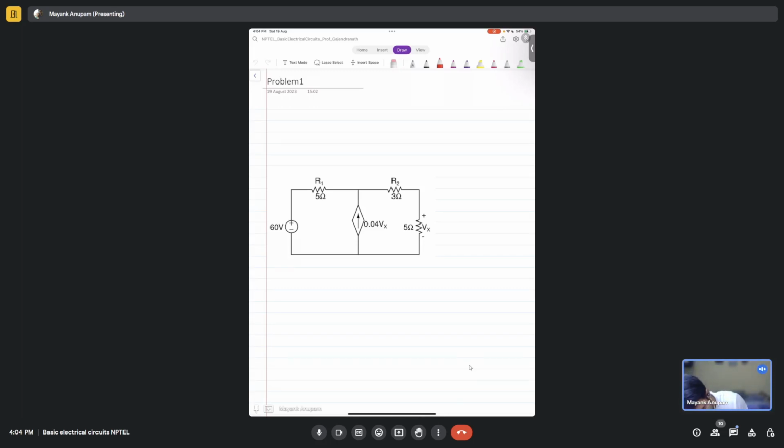All right. So this course is basic electrical circuits. It's an NPTEL course. The instructor for this course is Dr. Gajendranath Chaudhary. He is a faculty member in IIT Hyderabad.